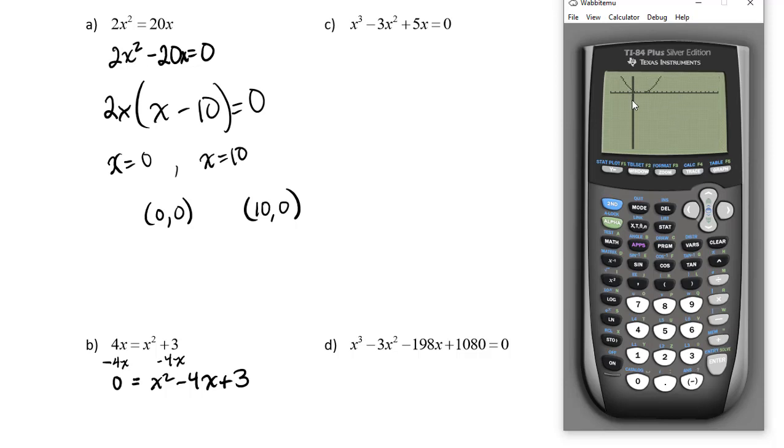And notice this one looks to be a lot more shallow than what we had originally. So we will need to change our window. We'll make our y min and our y max go somewhere close to what we would normally have as a standard window. So let's just do zoom standard. And this has a nice parabola where we can see that it looks like our intersections are at 1 and 3.